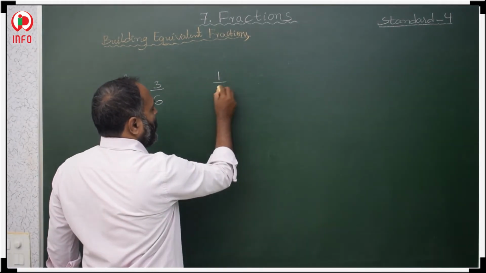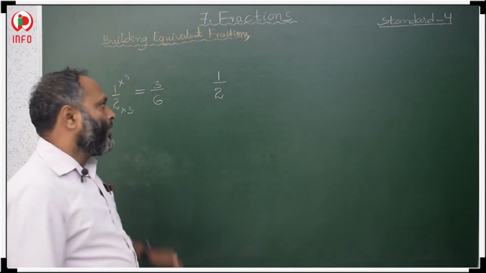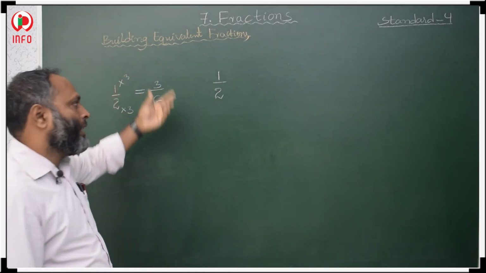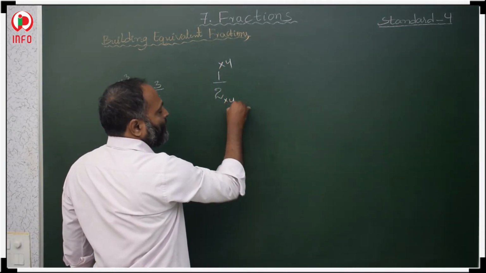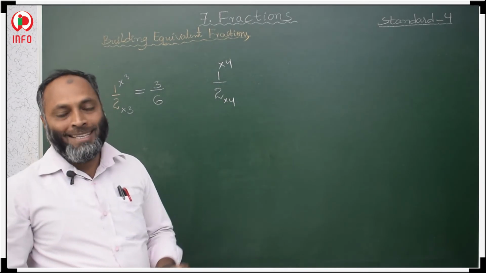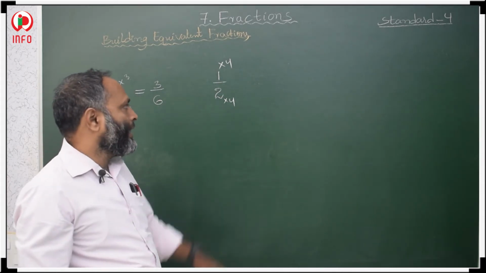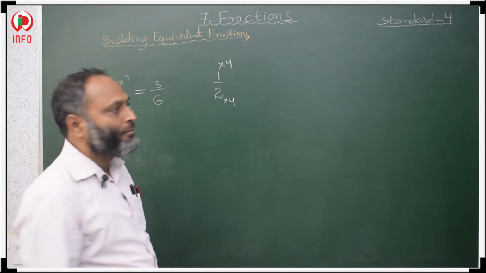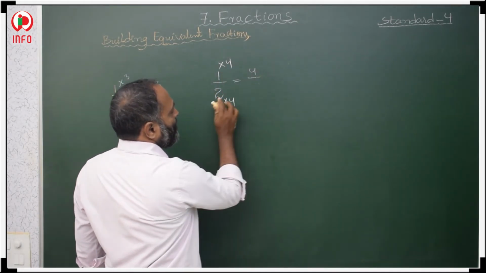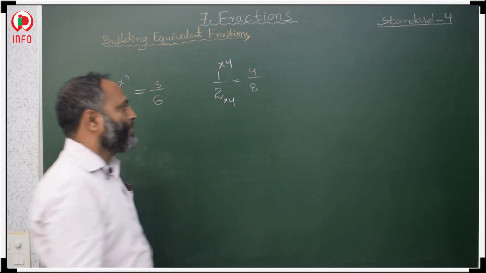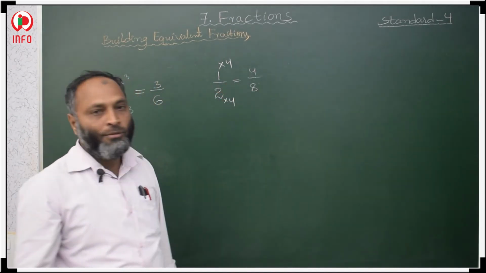Again take 1 by 2 and write one more equivalent fraction. Earlier we multiplied with 3; now multiply with another number, that is 4. Multiply the numerator and denominator with the same number, 4. Then what is the answer? 1 times 4 is 4, 2 times 4 is 8, so 4 by 8. The first equivalent fraction is 3 by 6 and the second equivalent fraction is 4 by 8.